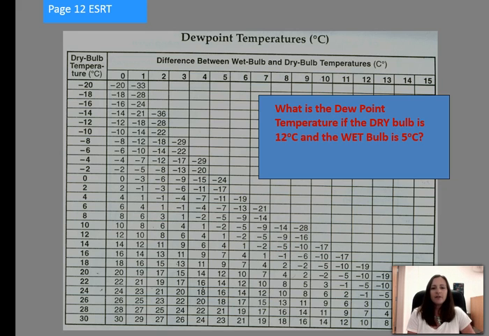Now you're going to open your reference table to page 12. And what you notice is there are two charts. There's a dew point temperature chart and there's a relative humidity chart. Now, both of those look identical, but there are some subtle differences.